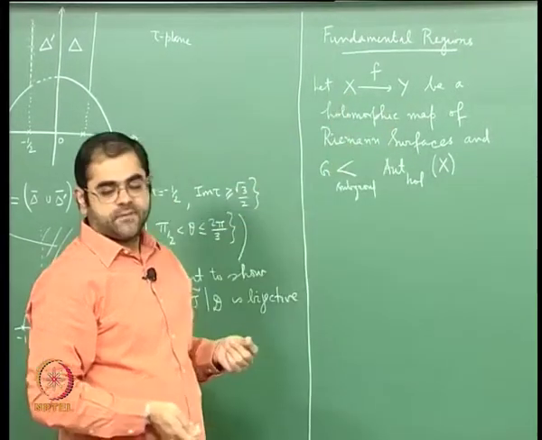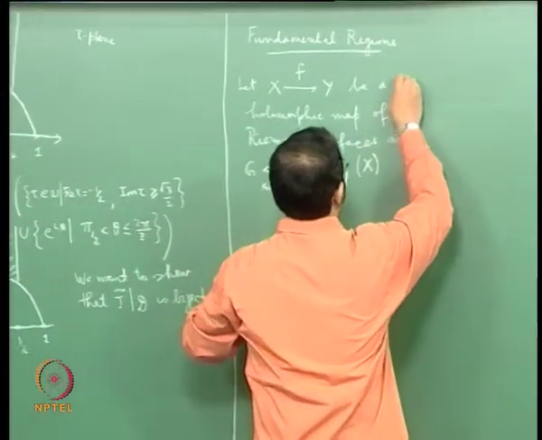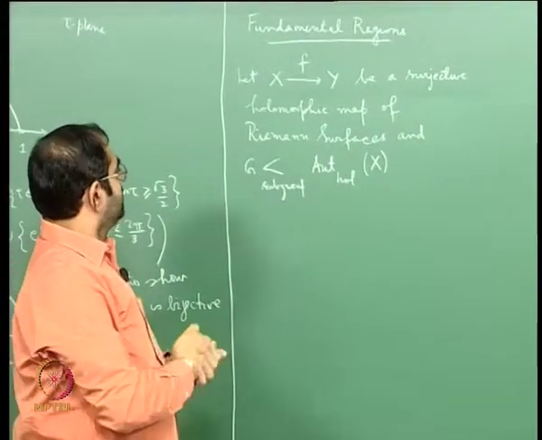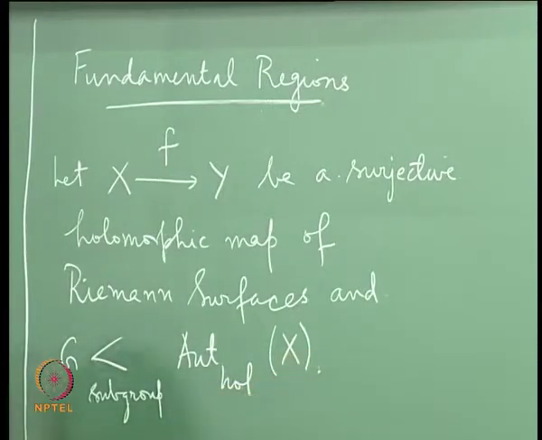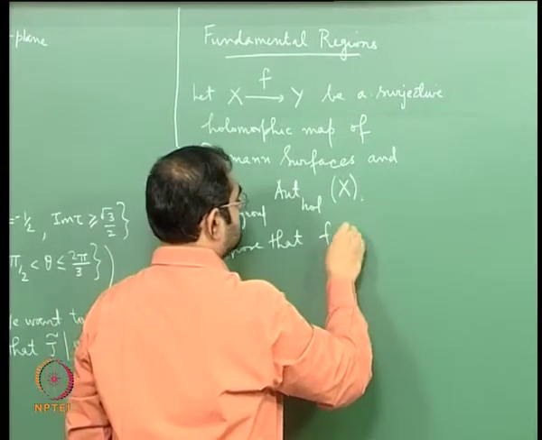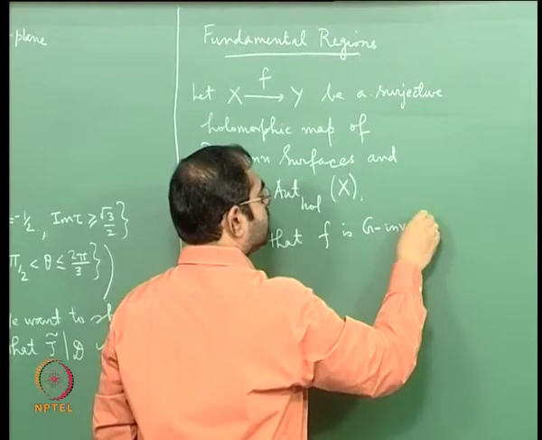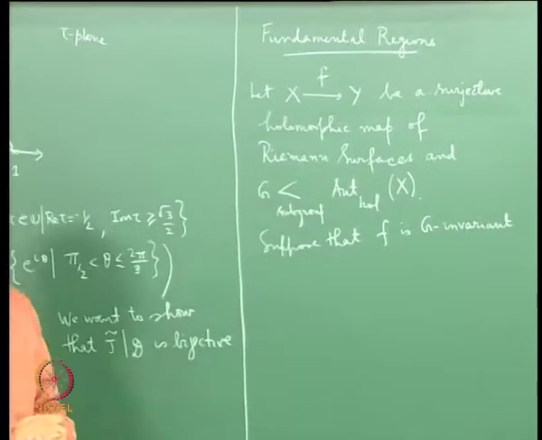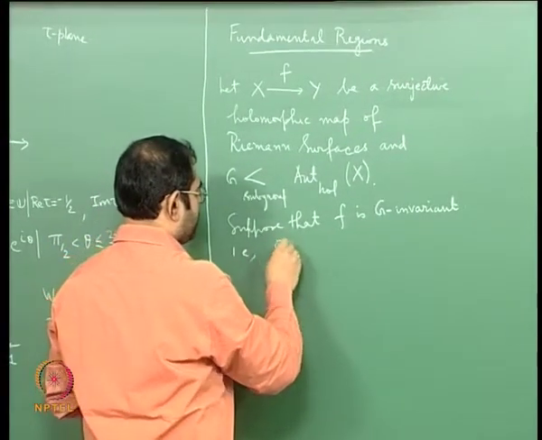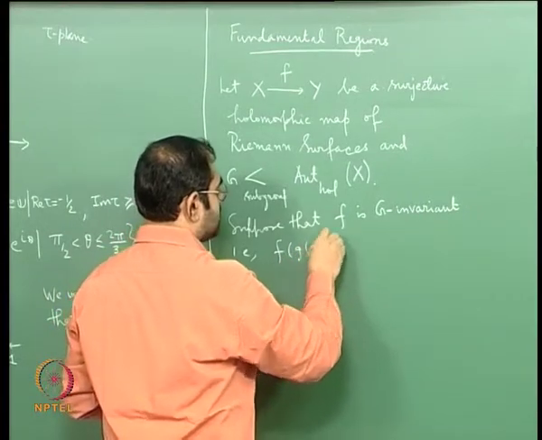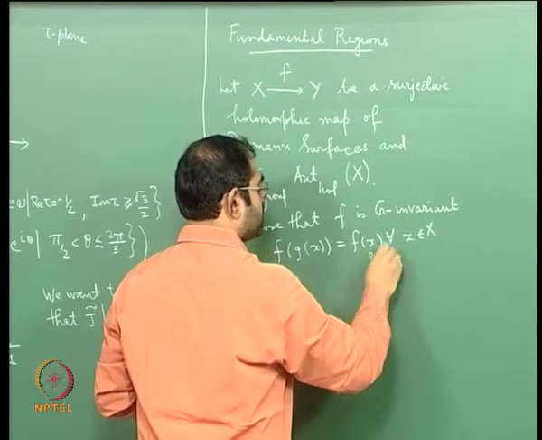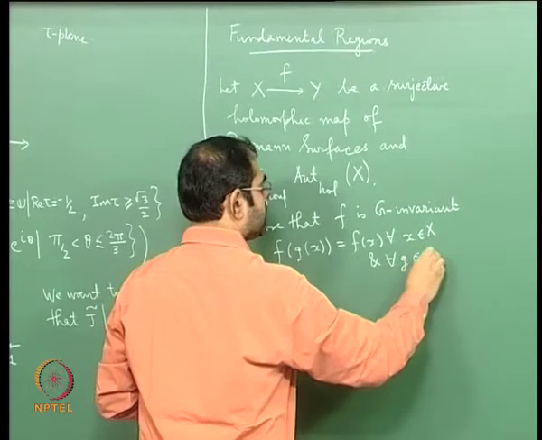And let us assume that F is surjective. Suppose that F is G invariant. Suppose you have a G invariant map. So that is, F of g of x is equal to F of x for all x in X and for every g in G.